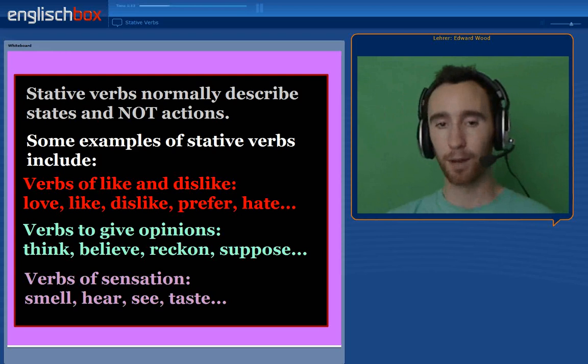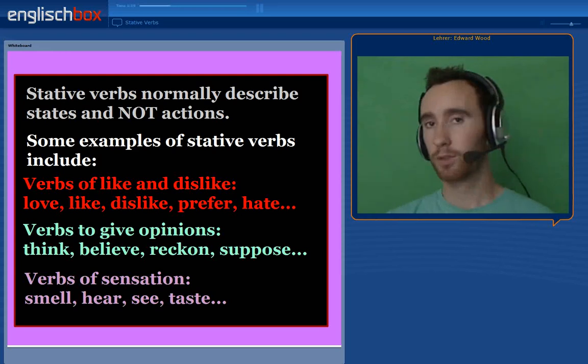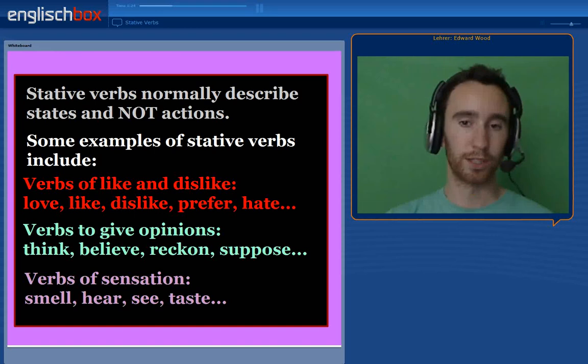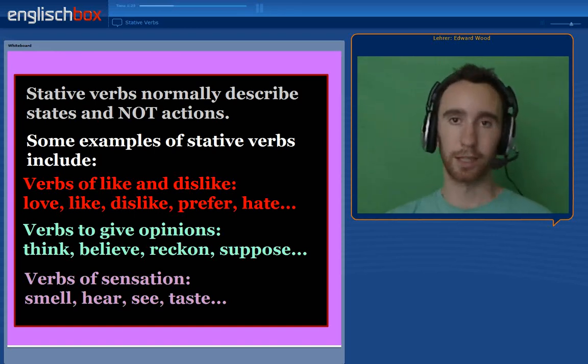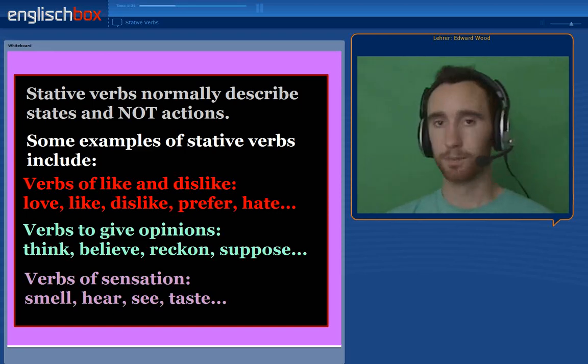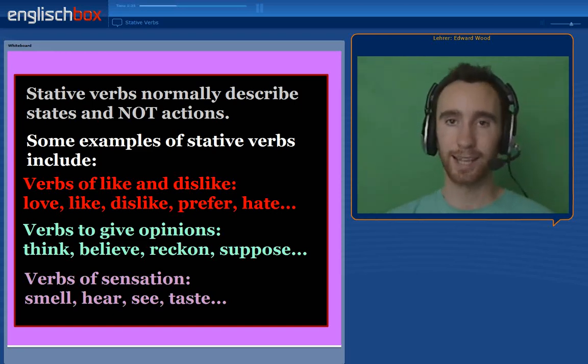So, for example, I would say, I like chocolate, not I'm liking chocolate. I would say, I believe in God, not I'm believing in God. I would say, this cake tastes good, and not this cake is tasting good.